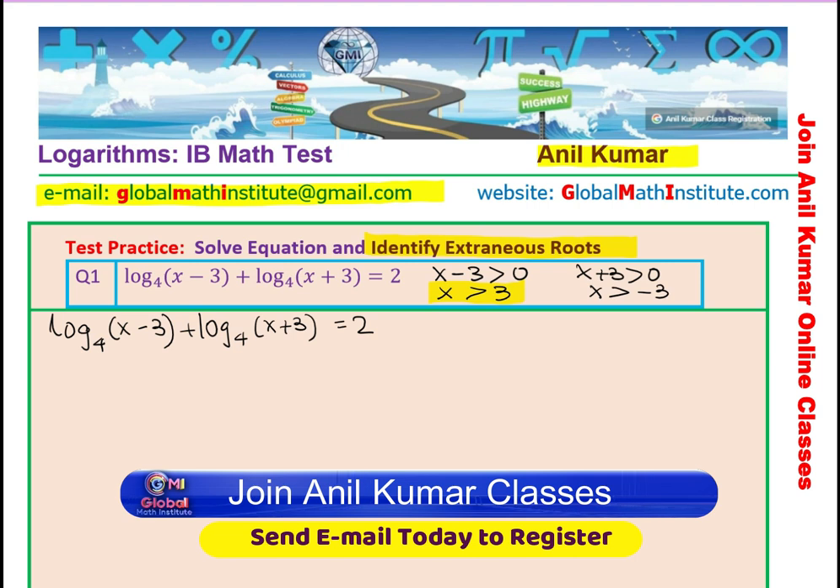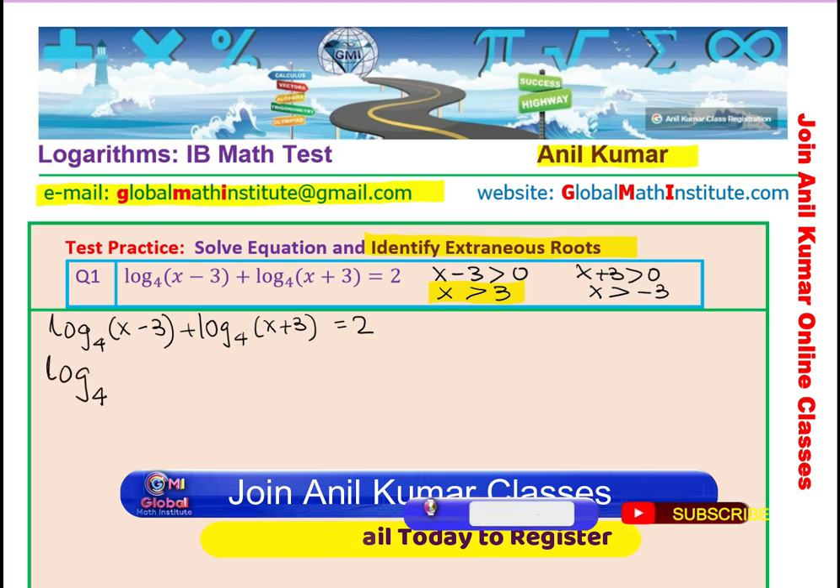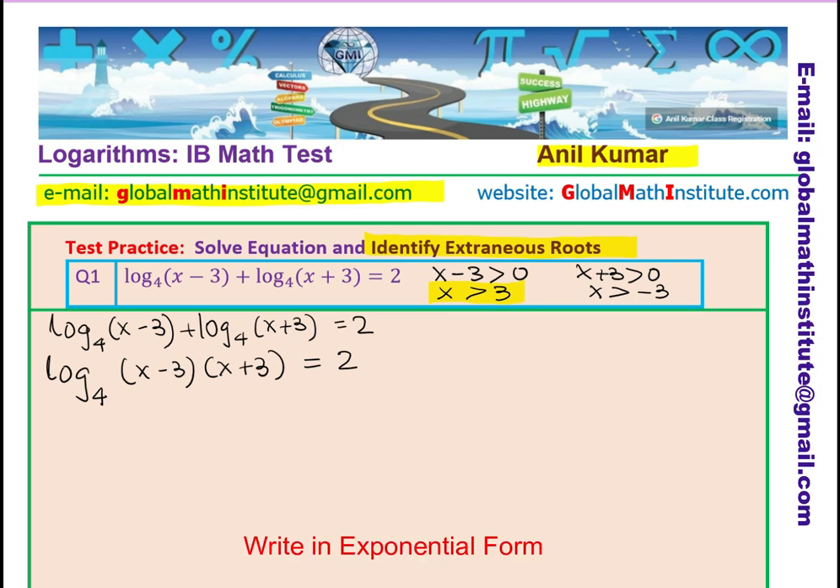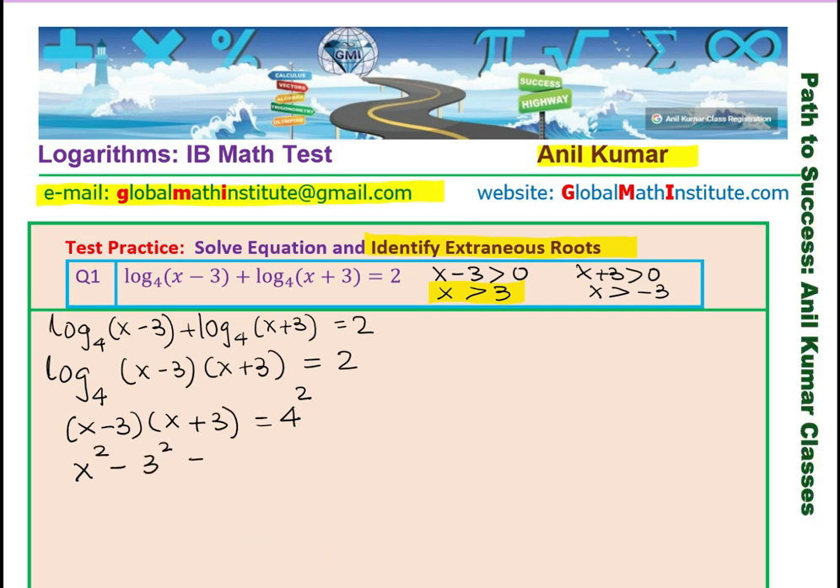Applying the properties, we could club them as log to the base 4, same base, so we'll multiply x minus 3 with x plus 3, equals 2. Now that results in writing it as 4 to the power of 2, right? So we could write x minus 3 times x plus 3. You could also expand this as x squared minus 3 squared, equals 4 to the power of 2. So using a squared minus b squared, we get x squared minus 3 squared equals 4 squared, which is 16. And we can say x squared equals 16 plus 9, which is 3 squared.